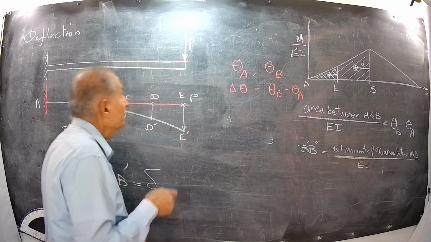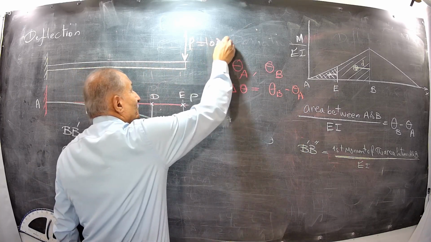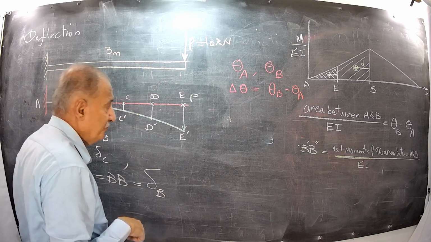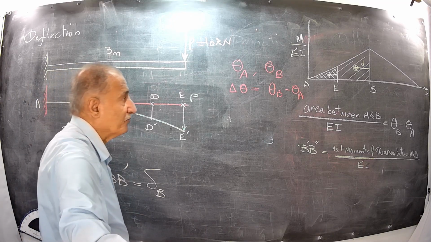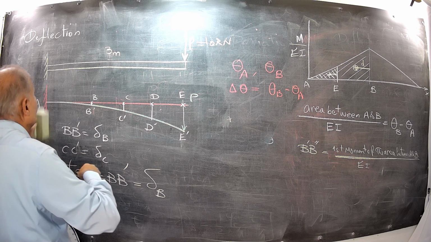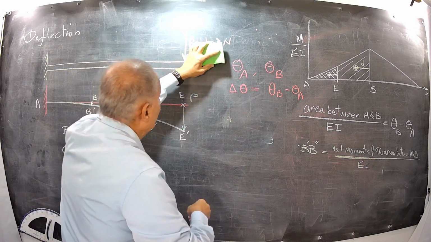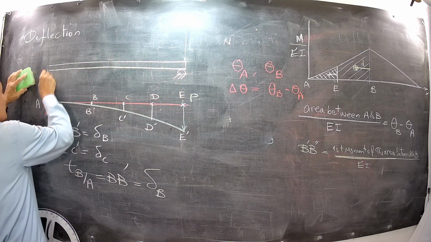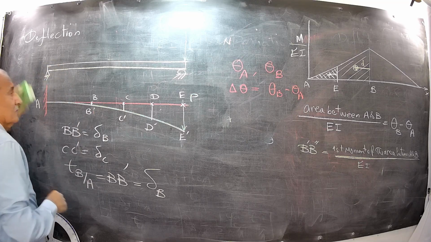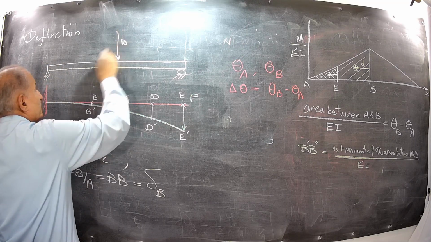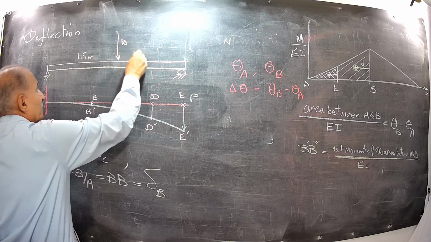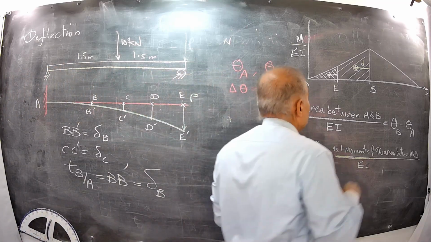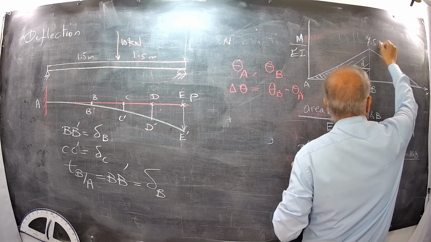Assume that P is 10 kilonewton and the span of the beam is 3 meters. What is the shape of the moment diagram? Let's say I use the same simply supported beam, because I have the diagram here. This is 10 kilonewton, 1.5 meter, 1.5 meter, and M is equal to what? 7.5 kilonewton meter here.